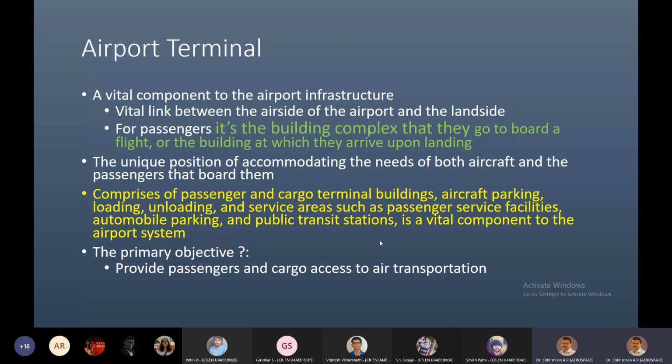So it has the unique function of accommodating the needs of the aircraft as well as the passengers that board the aircraft. The terminal building will have facilities for aircraft parking on one side, loading, unloading, etc., and on the other side, as we have seen, the facilities for passengers. The most important objective is to provide passengers and cargo access to air transportation. So access to air transportation, that is a keyword. And that is what the airport terminal is intended for. Now, to make it most attractive, most assuring, and most punctual is the goal in the design of the airport terminal, as well as the design of the process flow within the airport terminal.